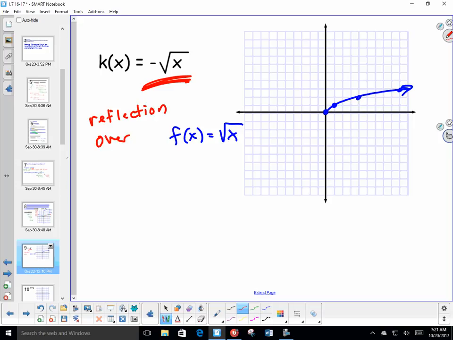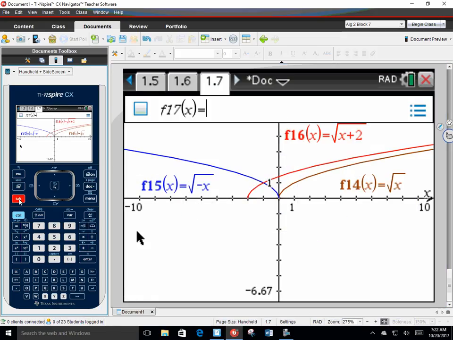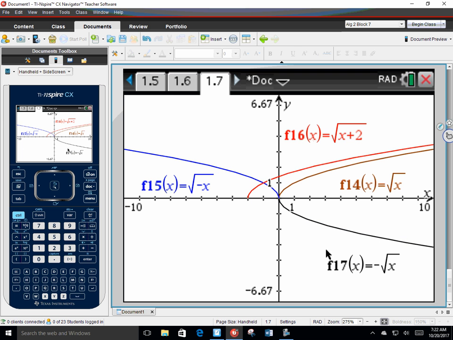That's reflecting over the x-axis, so that one should be going through (0, 0), (1, -1), (4, -2), (9, -3), like this. And again, you could verify this on your calculator. Let me just add that to this same mix here, and I'm doing negative square root of x. And there it is, reflected over the x-axis from our original parent function.